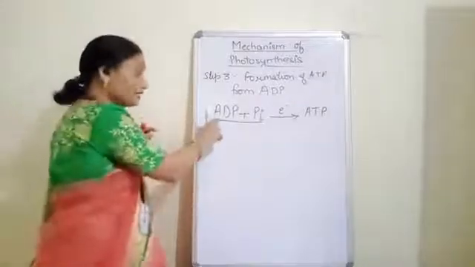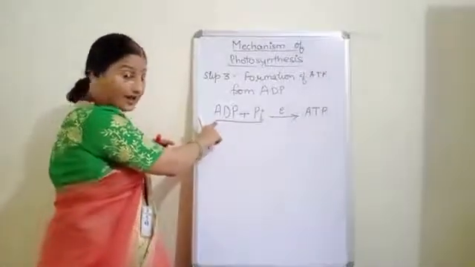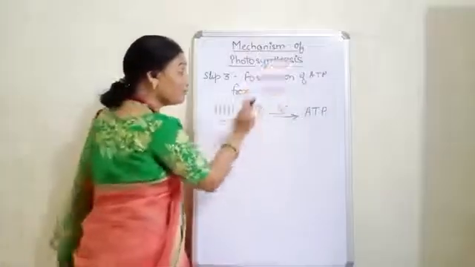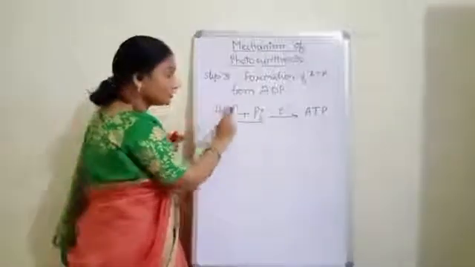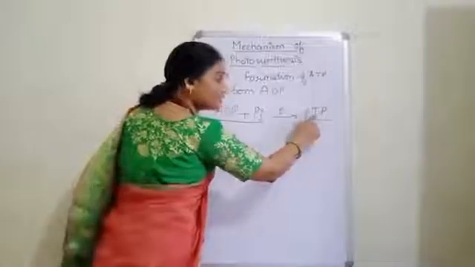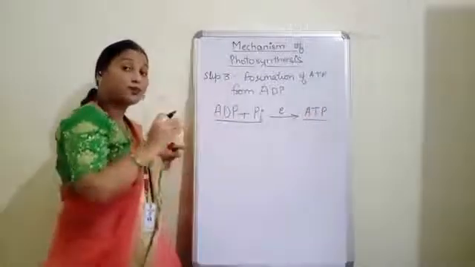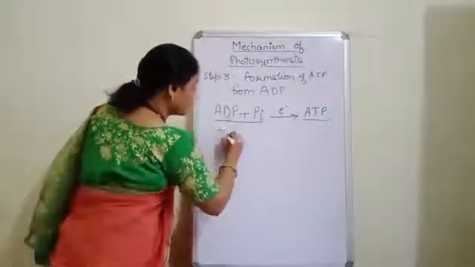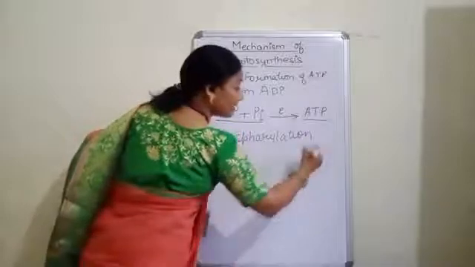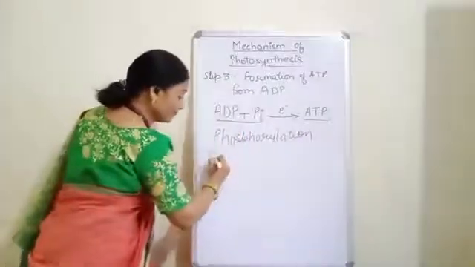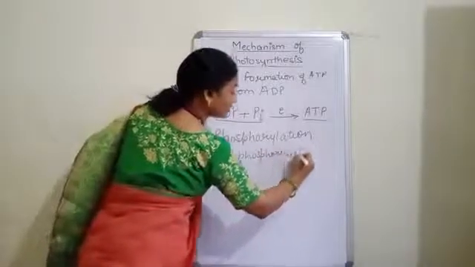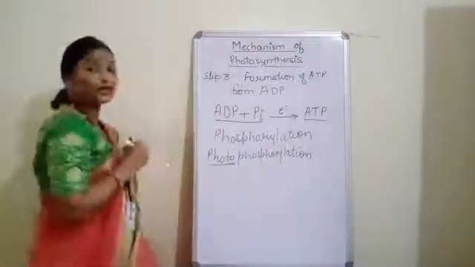Understood? Now it is diphosphate, 2-phosphate, and with the help of the energy released during the process of the photolysis of water, one more phosphate ion will be added to this and it will become triphosphate, and this is called adenosine triphosphate. And this process is named phosphorylation. This can also be called photophosphorylation. Now see children, why is it called photophosphorylation?